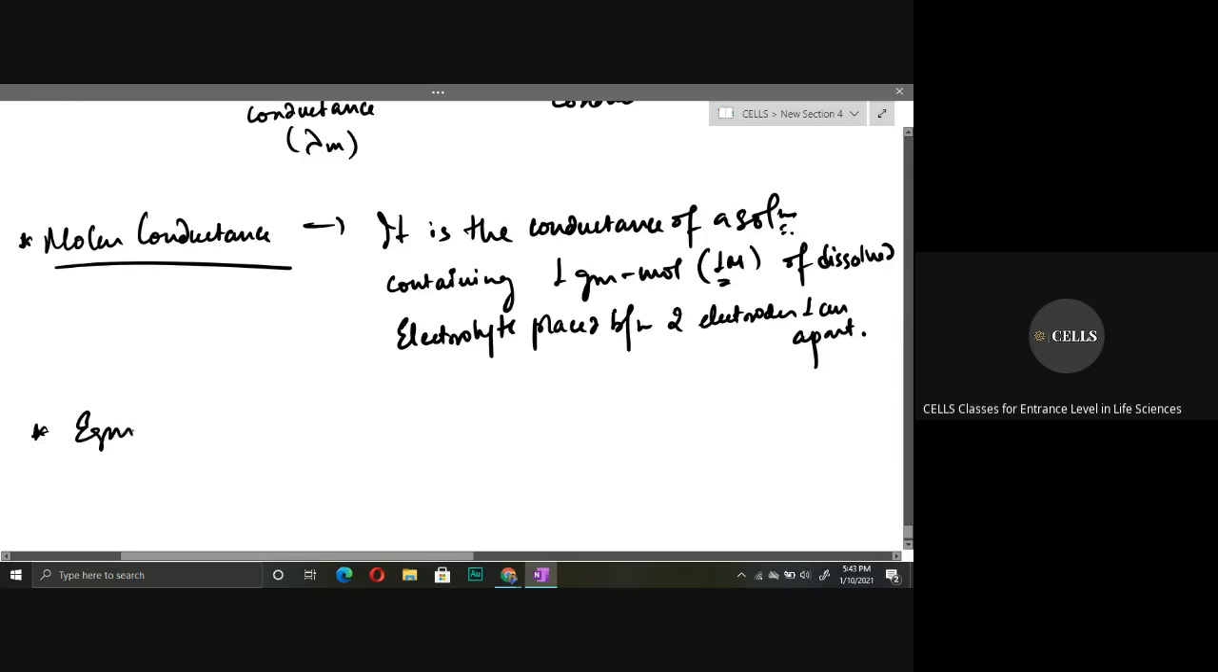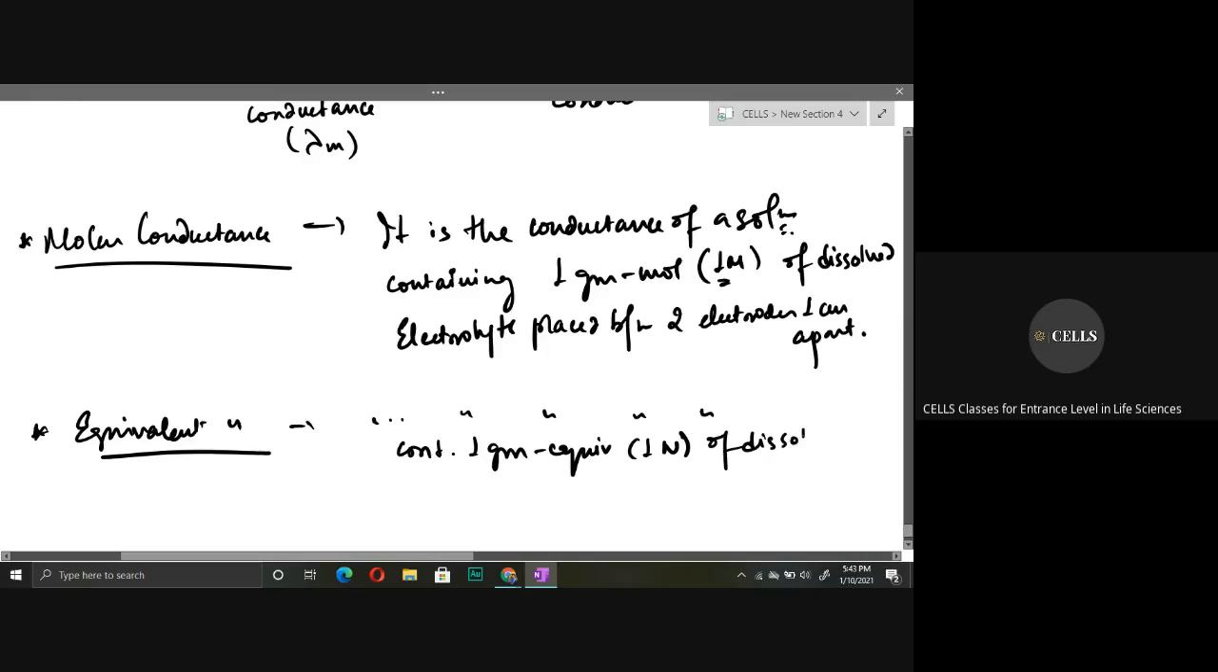Equivalent conductance is just the same, but it consists of 1 gram equivalent of the dissolved electrolyte. So it is the conductance of a solution containing 1 gram equivalent or 1 normal of the dissolved electrolyte placed between two electrodes 1 centimeter apart. Same thing.